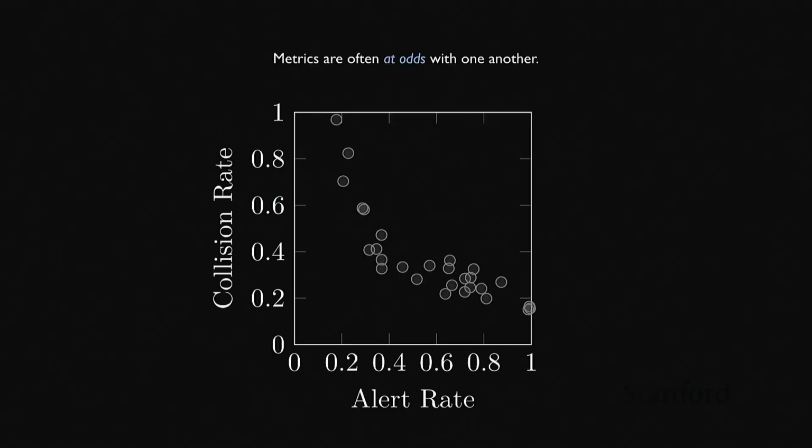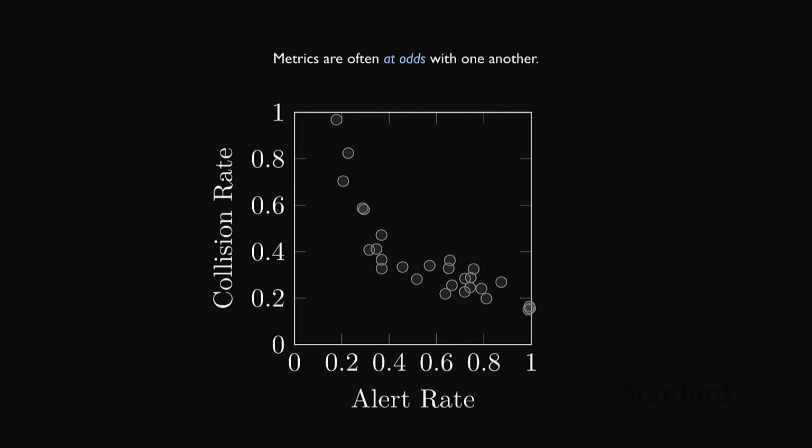Okay, so we left off last week and we were talking about composite metrics. So let's review that real quick. Okay, so we were saying a lot of times we have multiple metrics that we care about, but a lot of times they're at odds with one another.